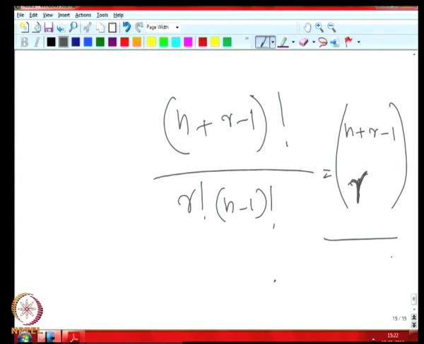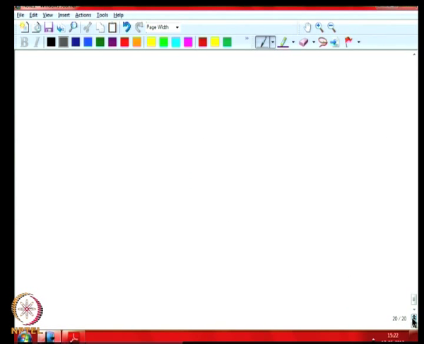As we discussed just before, when we see it as a multinomial coefficient, it is n plus r minus 1; r, n minus 1, because these add up, but we all know that this is just a binomial coefficient, n plus r minus 1 choose r. Or it can be written as n plus r minus 1 choose n minus 1. That is also equally fine.